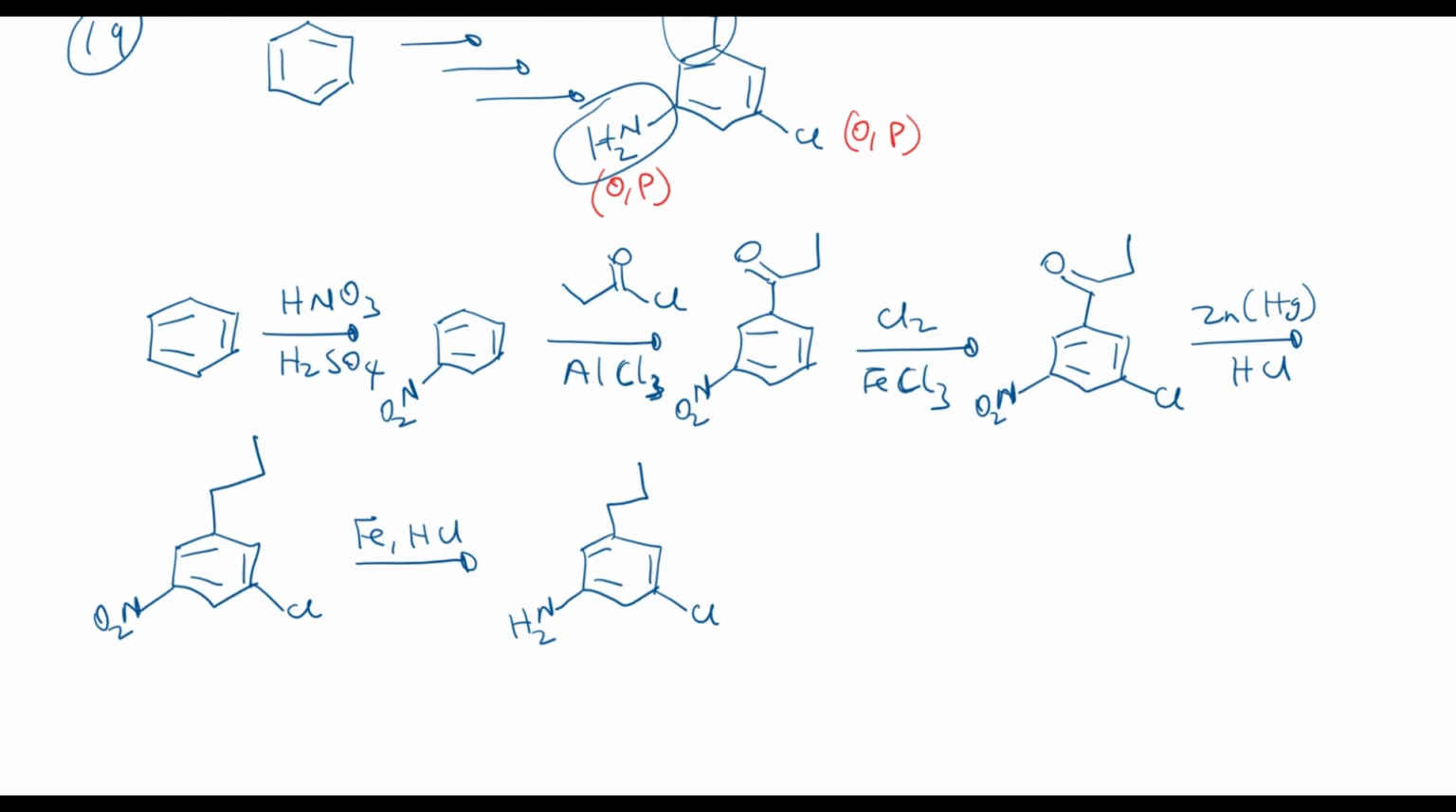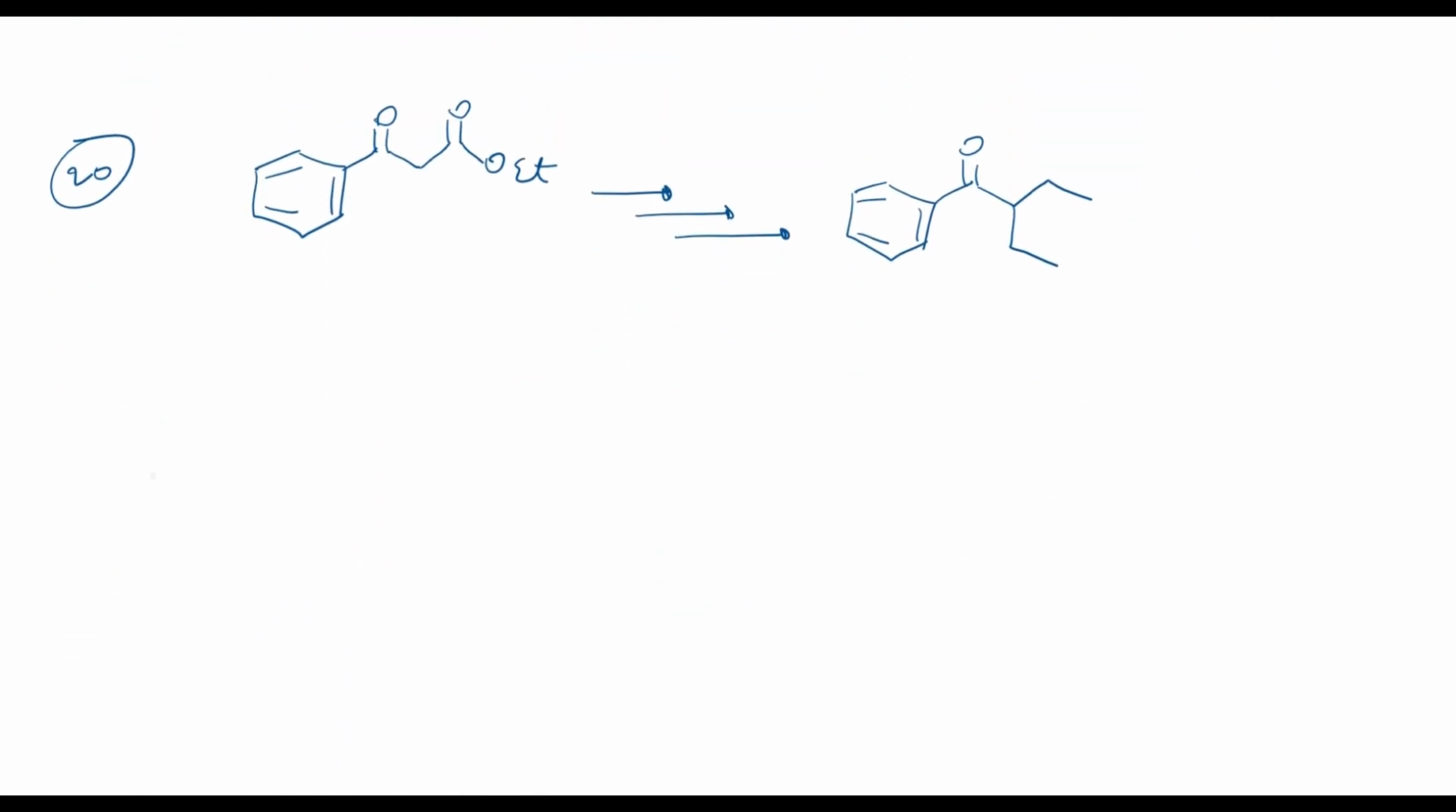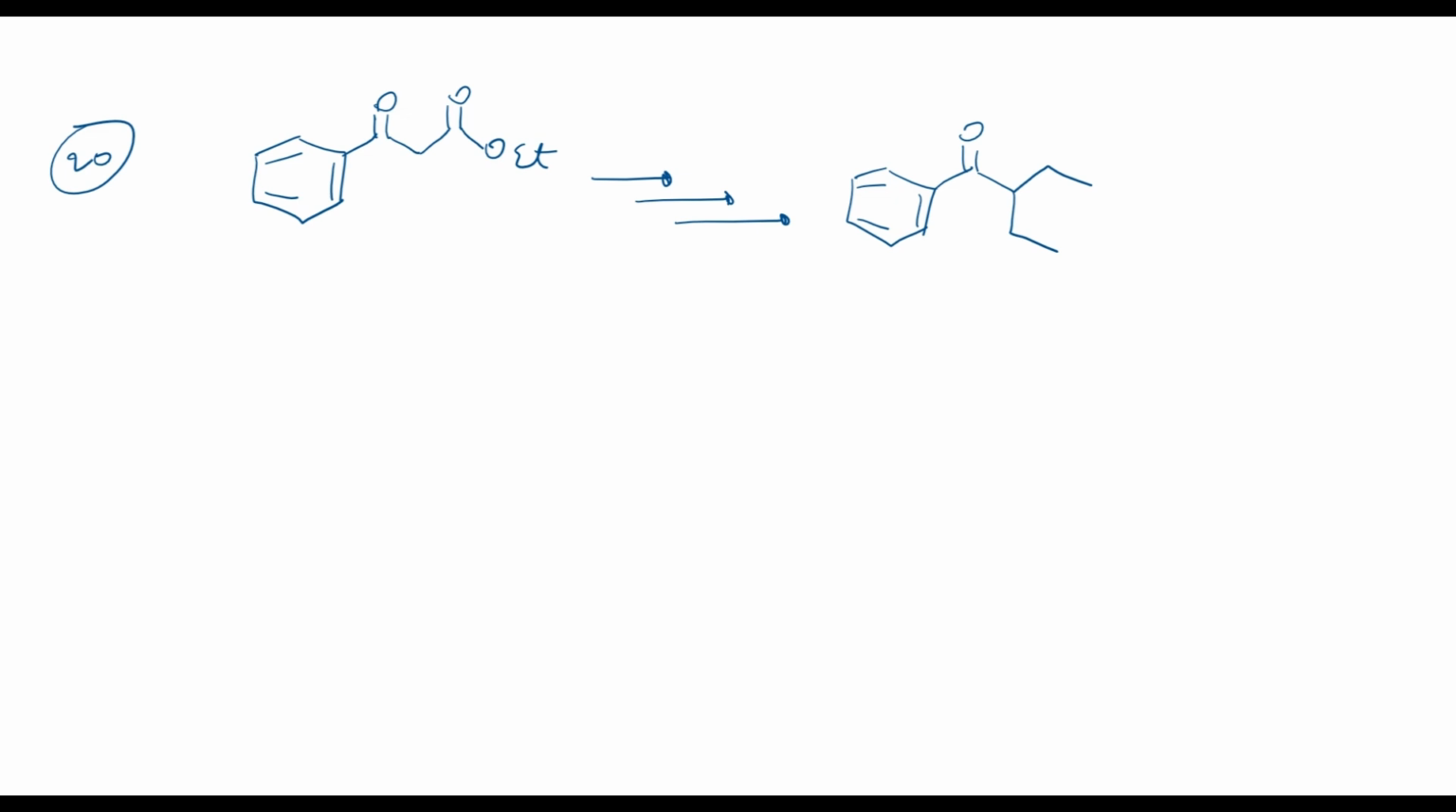Next question. Notice that the starting material is a 1,3-dicarbonyl compound, while the product is a ketone. The difference between the starting material and the product is that we have two ethyl groups attached at this alpha position of the starting material. So we know a strategy to remove the ester group is to do hydrolysis and decarboxylation.